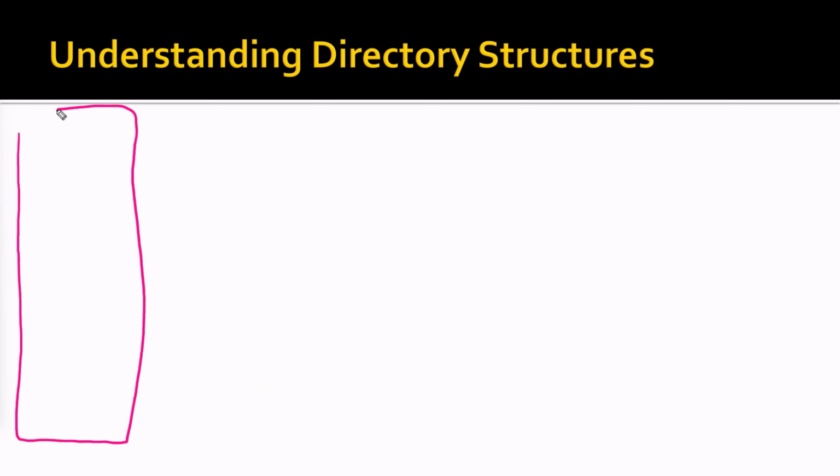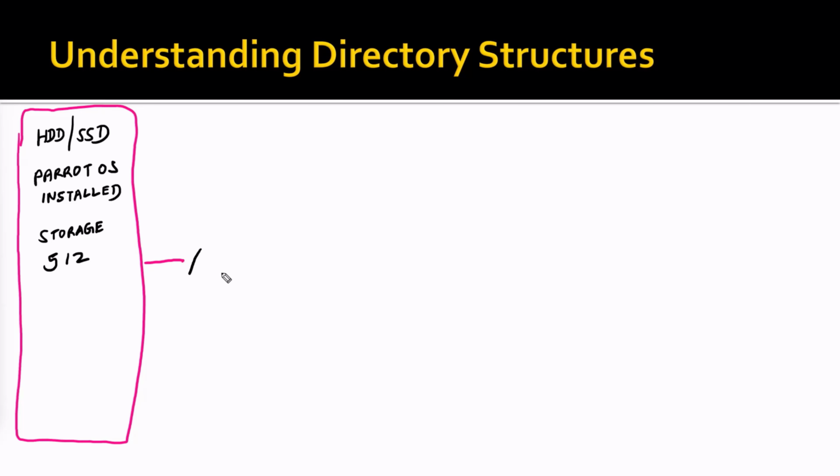Now, let us understand the directory structures or hierarchy in detail. So we have got our hard disk where our Parrot operating system is installed, and we have got the storage space over here of 512 GB of hard disk, right? So again, the top level directories. We've got the root directory, the top level directory from which all other directories branch out. We have got /bin, which contains essential command binaries, executables required for basic system functionality and maintenance. Commands like ls, cp, and mv are found here.